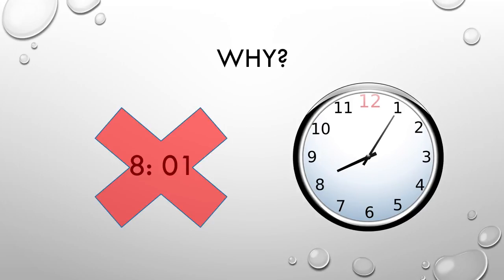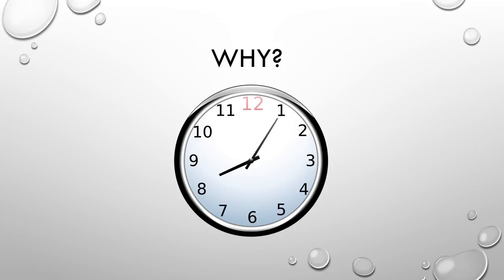This clock does not show 8:01. Why does this clock not show the time 8:01? Explain to me why this clock shows 8:05 but not 8:01. For your answer, you should have had something along the lines of this clock shows 8:05 because the minute hand is pointed at the 1. The number 1 on the clock represents 5 minutes, which is why the minutes are 5 and not 1.